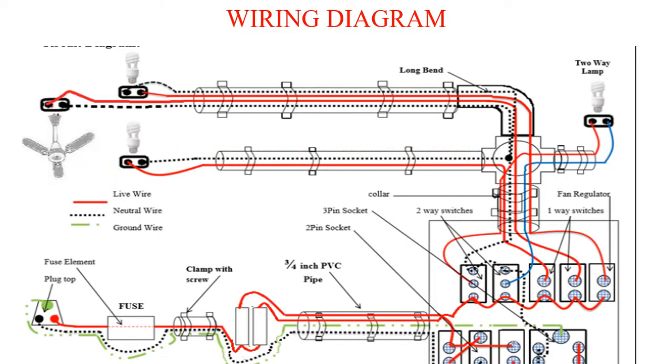This is the wiring diagram for the residential house wiring. You can see that there is a plug top, a 3-pin, in which the ground connection is given in green color, the phase connection is given by red color wires, and the neutral connection is given by black color wires.